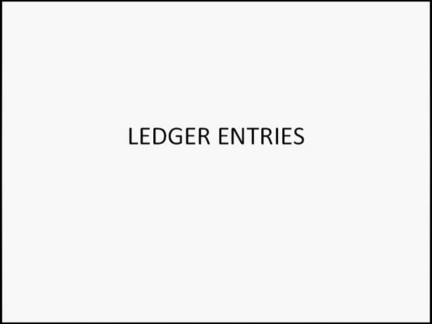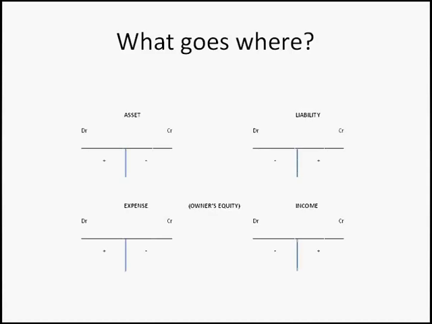This section deals with ledger entries, in other words, using the general ledger to show how you would post from your journals to your ledger. Firstly, let's start with what goes where. If you haven't revised the section on accounting equation yet, it might be a good idea to do that first so that you just refresh your memory about the accounting equation and all its elements.